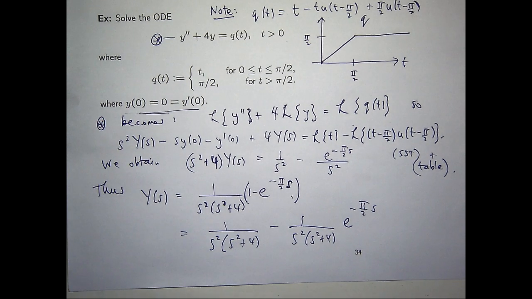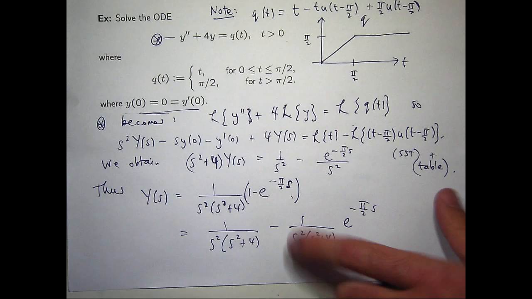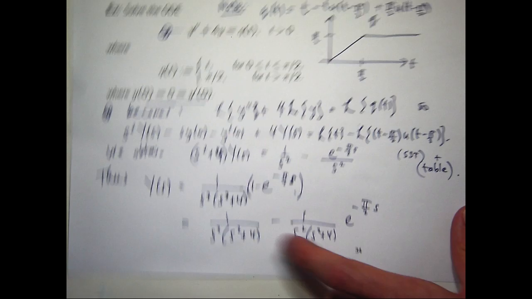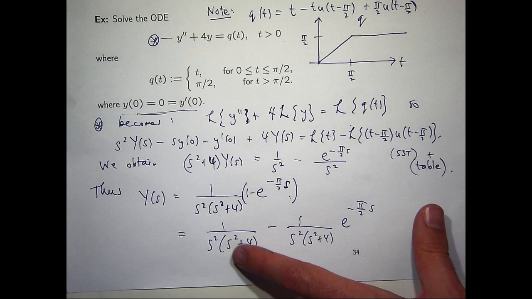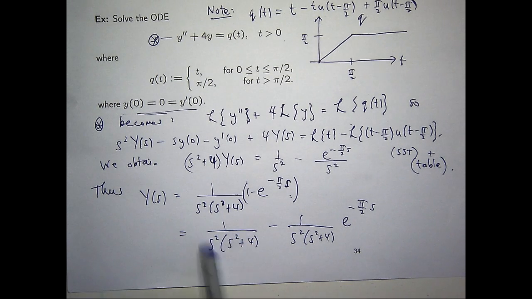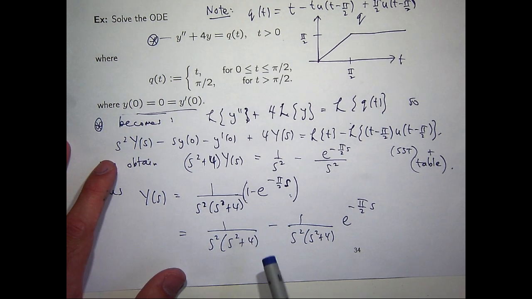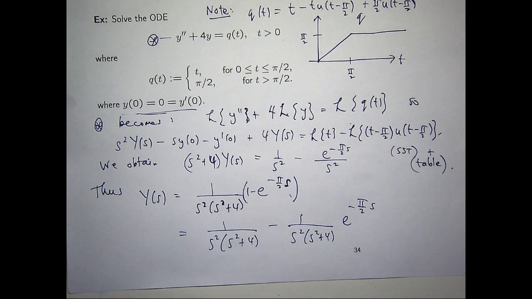Now we want to take the inverse transform of these, using the second shifting theorem in the second term. How do I calculate the inverse transform of this? Well, the inverse transform of these two things are the bits that are driving the rest of the solution. So let's see if I can compute the inverse transform of 1 on s squared bracket s squared plus 4, and then I can apply it to both parts of this bottom line, using the second shifting theorem in the second case.